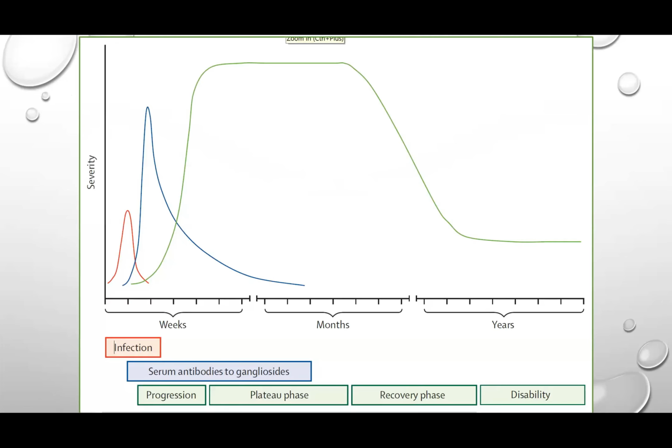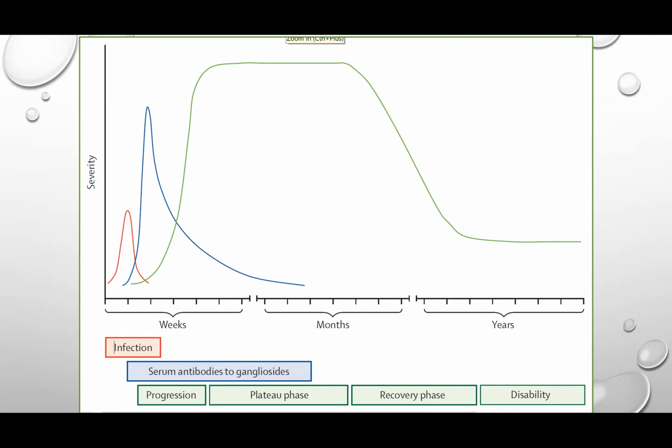Correct. So these are some of the slides which I prepared in addition to what she has prepared. You can see in this slide that weeks, months, and years are on the x-axis. Severity is on the y-axis. The first red curve is the infection, 1-2 weeks, 2 to 4 weeks. Then the serum antibodies and gangliosides are in the purple color. The purple or blue line shows the occurrence of antibodies and their waning, which occurs by around 6 weeks to 8 weeks.